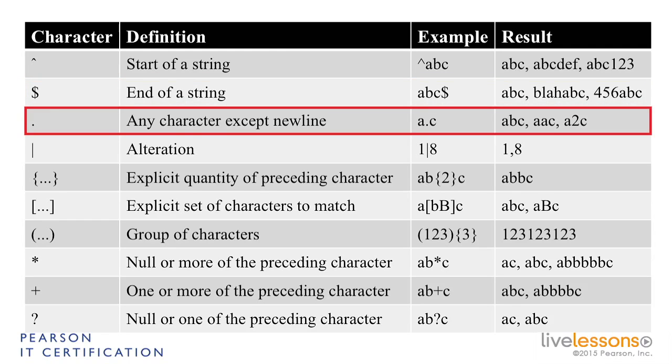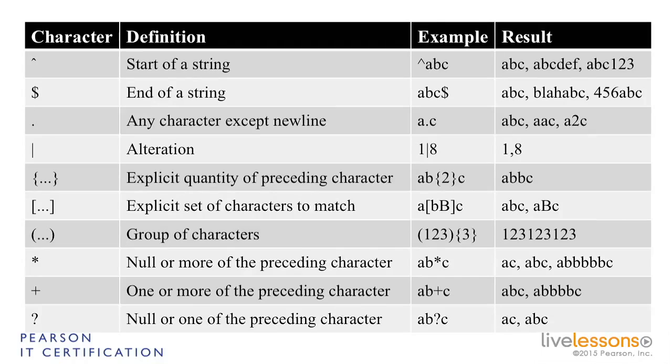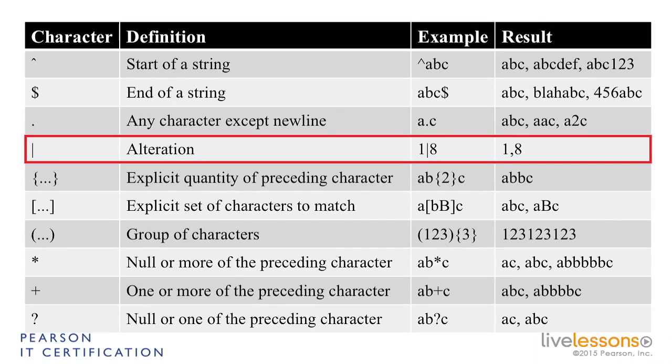Then we have the dot, which you can also call period, which matches any character except new line. So in A.C, you get a match on ABC and on AAC and on A2C. The period is really like the question mark that we've seen in globbing before, but now this is for a regular expression. And then we have the vertical bar, which in Linux is also known as the pipe, and that is used for alternation. If you're looking for 1 or 8, you would write 1|8, and it would match lines containing a 1 and lines containing an 8.